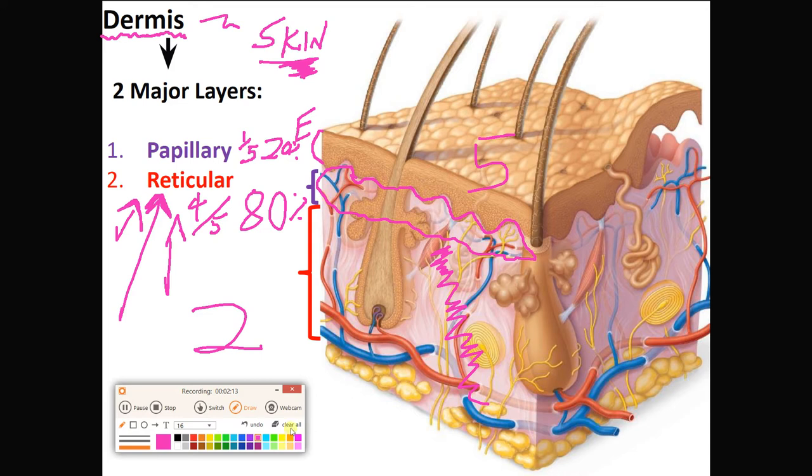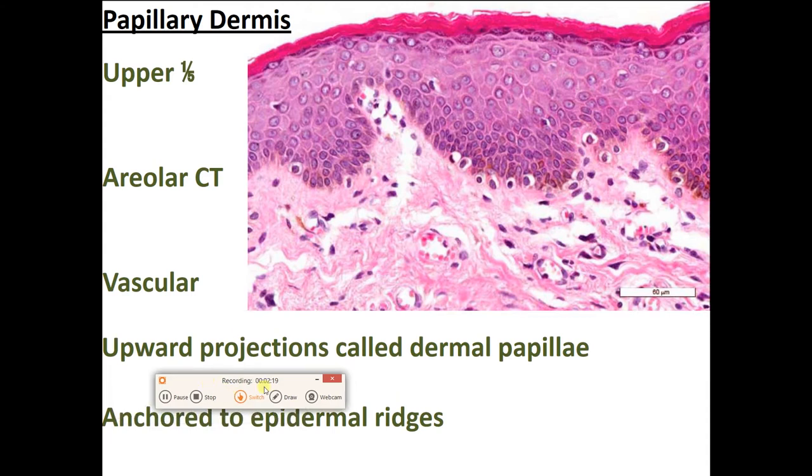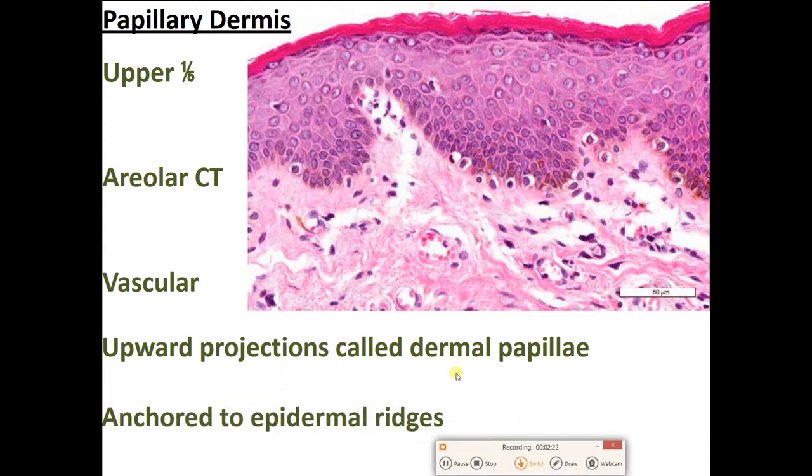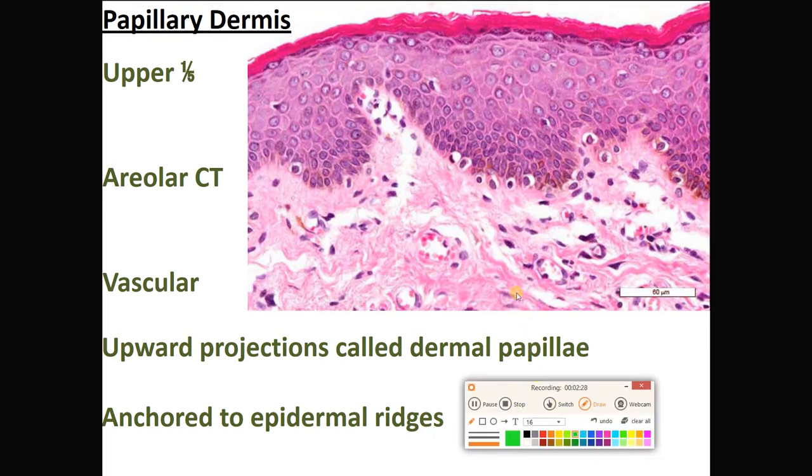So let us talk a little bit about these 2 parts of the dermis. Starting with the papillary dermis, which, like I said a moment ago, is the upper 1/5, 20% or so. So I'm going to put a green line here. This green line is going to mark my stratum basale, which is the deepest part of my epidermis, right? All right, so what else do I see here? All the other stuff that I see here, let's outline that with some purpleness. All the other stuff here is the papillary dermis.